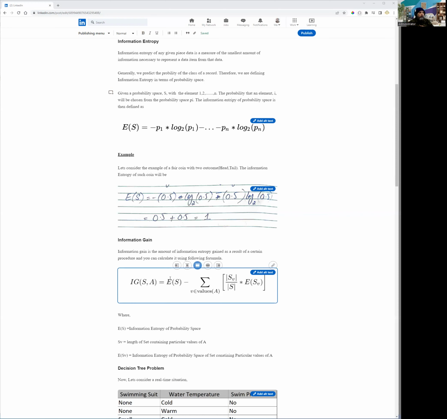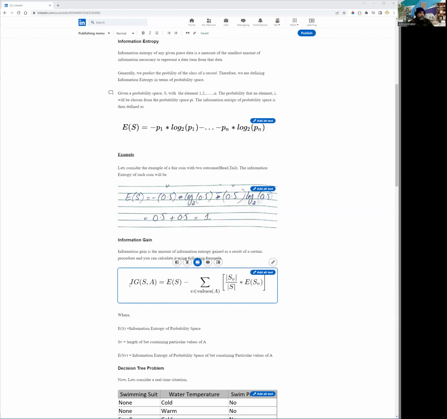Obviously, we have already calculated the information entropy for the full probability space, and then we use the variable which we are interested in calculating the information gain for. We use the value length of it, and then we divide by the total number of values, and obviously we calculate the information entropy for that particular value of the variable. We're going to discuss it in the upcoming example, because theoretically it's going to be difficult to understand.